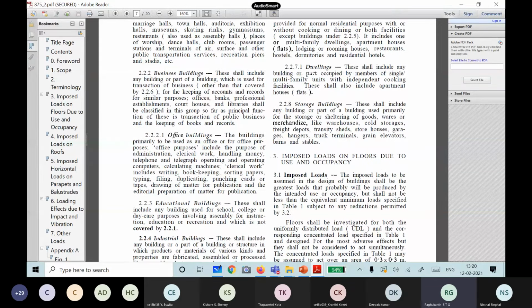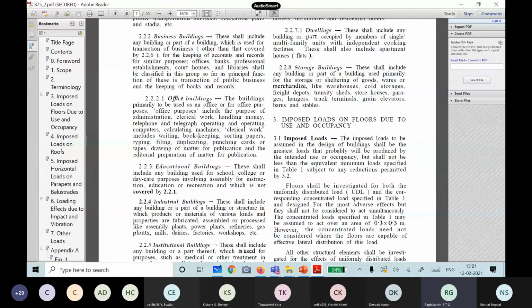You can see the words are very carefully chosen. It is very difficult to tell whether it is a business building or an office building. So you have to see this one: administration, clerical work, handling money, telephone, telegraphic operations, bookkeeping, sorting papers, typing. They come under office building. Business buildings are slightly different. A library is a business building, but they are defined to be different.